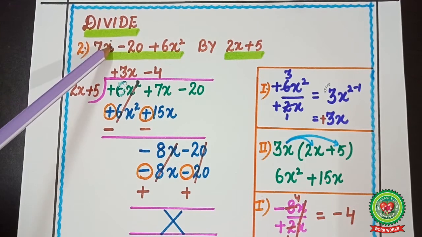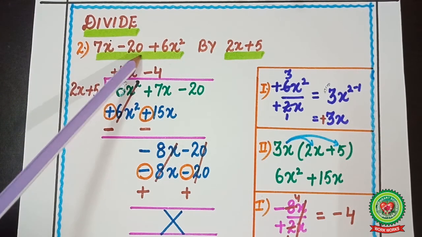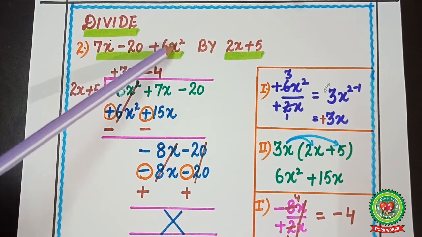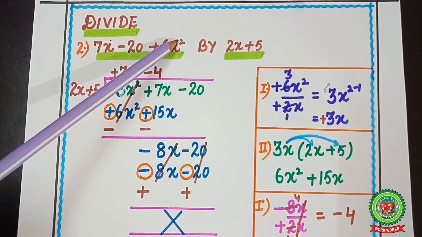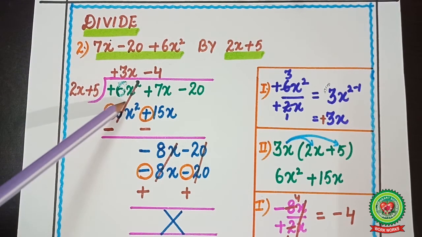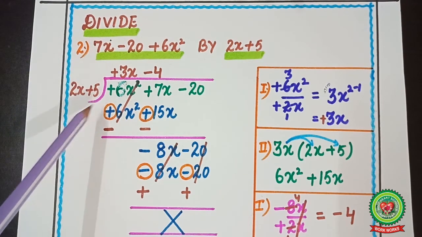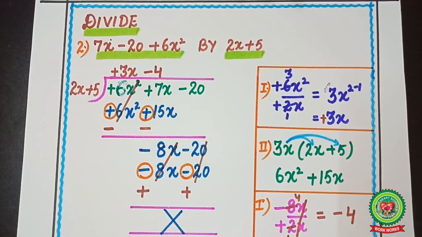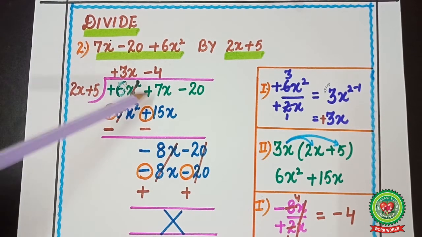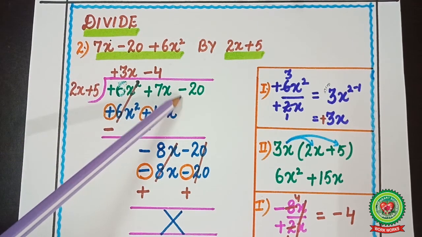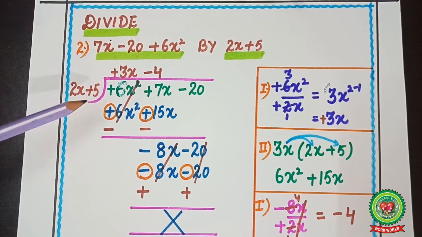So here x raised to power nothing, that means 1, and here no variable with 20, and here x squared is there. That means this is the highest power, so we have to write it at the first place. I have written plus 6x squared at the first place. Second one will be 7x, so you have to write 7x at the second place. Next, what is left? That is minus 20, and you have to write here minus 20. Alright, now we have arranged this polynomial in the descending order.